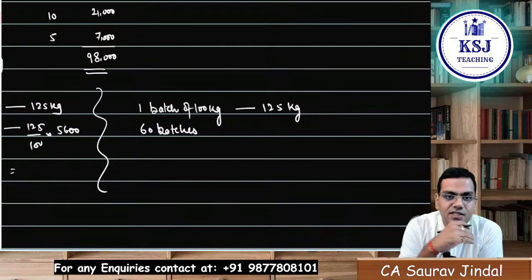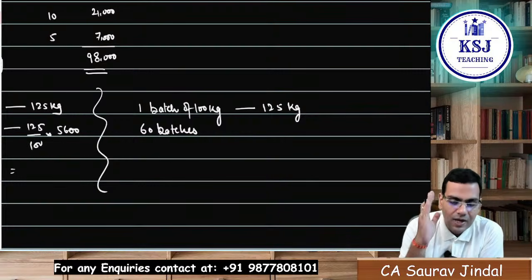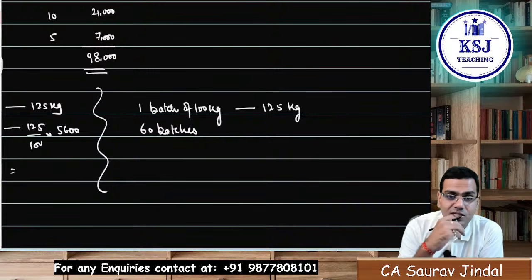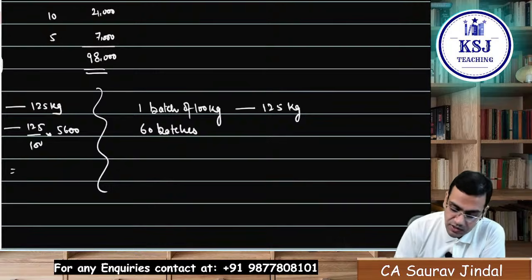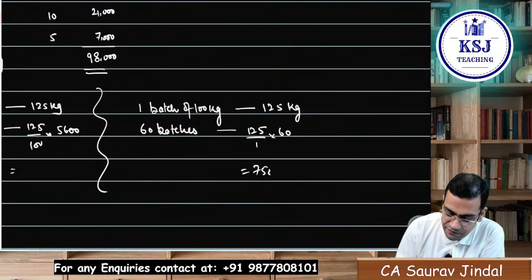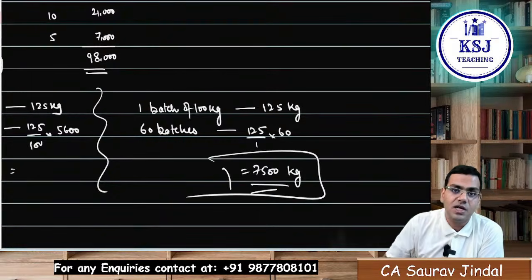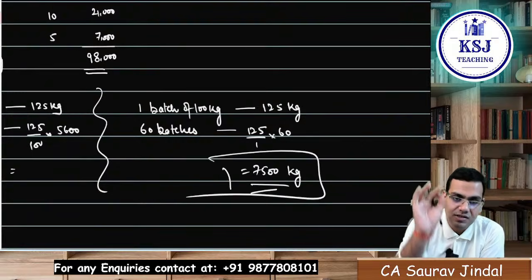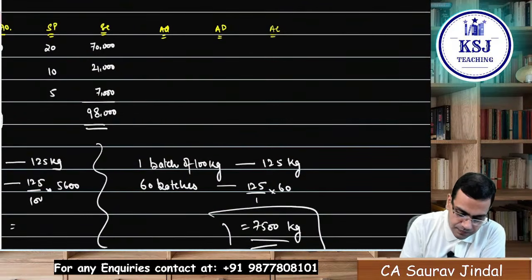Forget about 5600 kg. He said for one batch, 125 kg is the input required. And they have processed 60 batches. So for 60 batches, how much raw material would they have processed? 125 into 60. That is 7500 kg of the raw material they have actually processed in the 60 batches. So this is 7500 here.